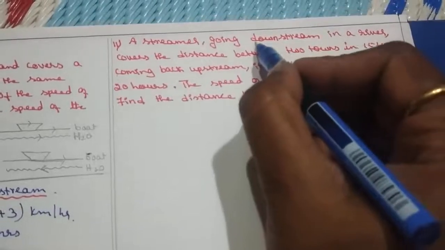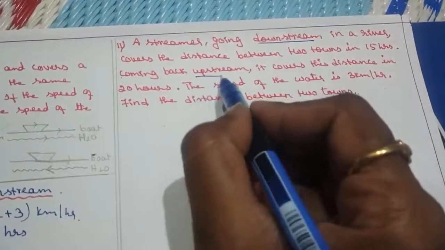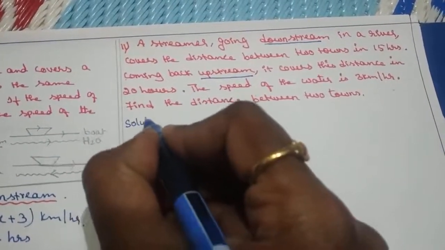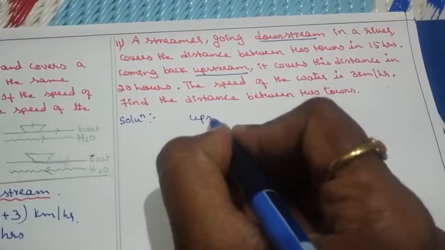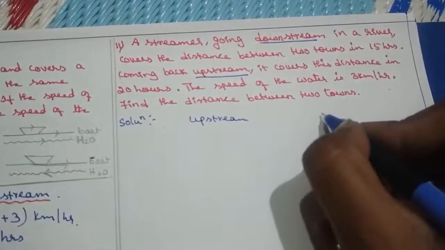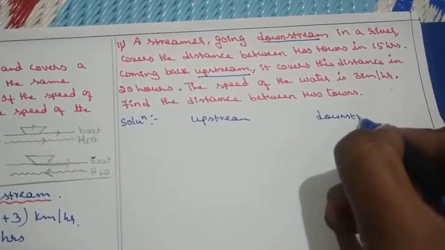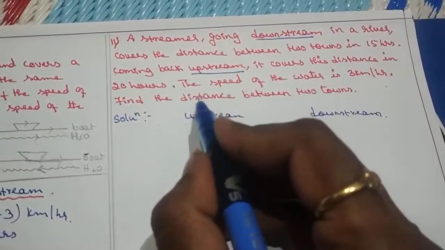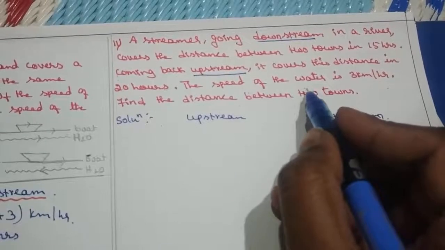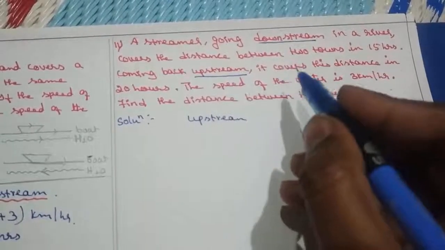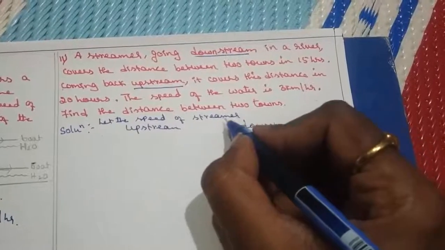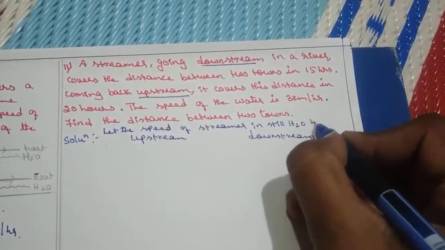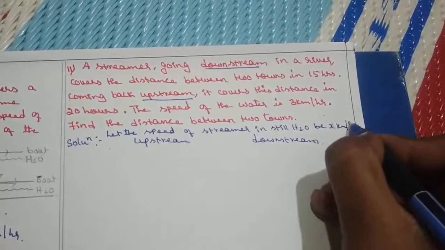So again we have downstream and upstream. So we need to make two columns first. So solution. This is about upstream and this is about downstream. But before writing upstream and downstream information, first we need to write what is the speed of steamer in still water. So let the speed of steamer in still water be x kilometer per hour.